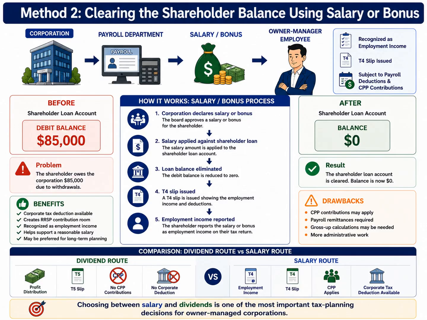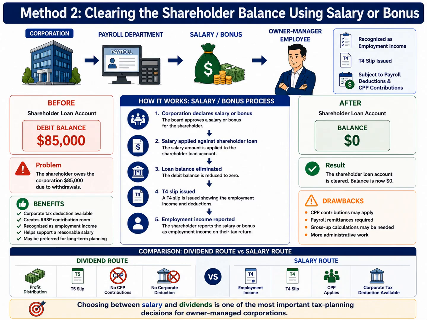Just like the dividend method, the objective is to eliminate the debit balance that exists in the shareholder loan account. In our example, the shareholder has withdrawn $85,000 from the corporation during the year, creating a debit balance of the same amount. Instead of treating that withdrawal as a distribution of profits, this method treats it as employment income. The process begins when the corporation declares a salary or bonus for the shareholder.